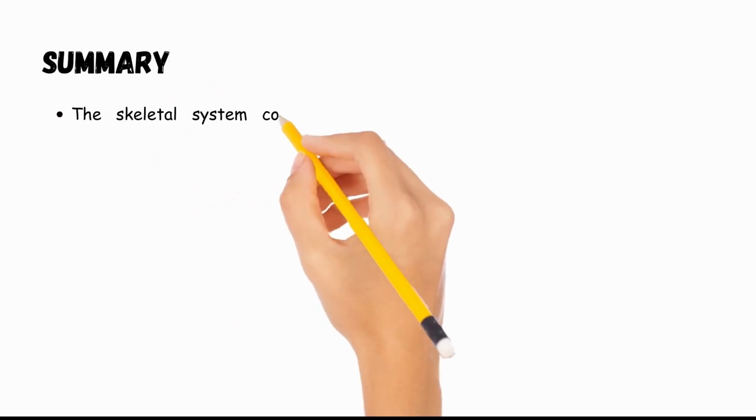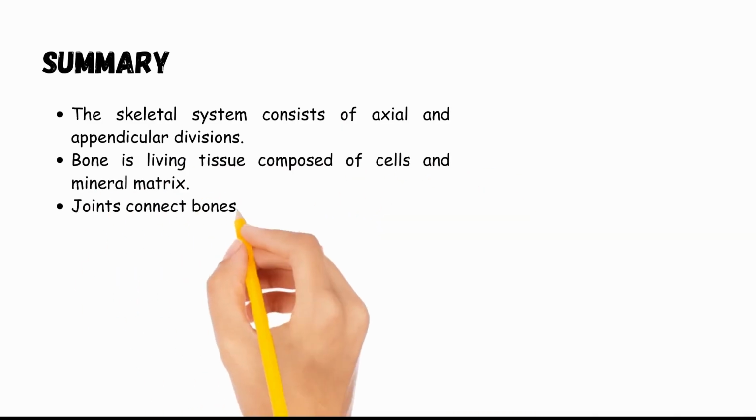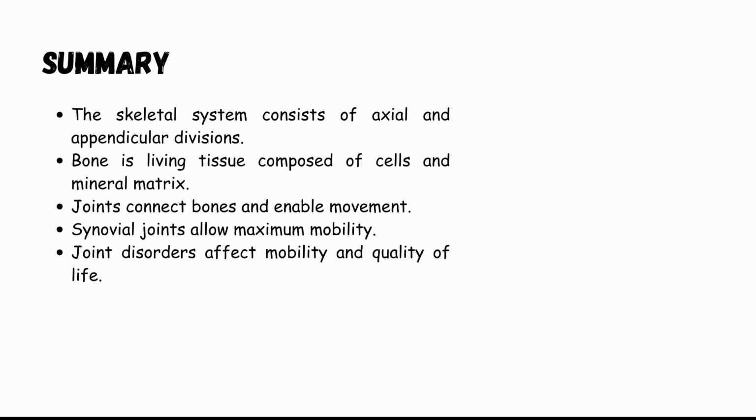To summarize today's lecture, the osseous system forms a structural framework of the body. It consists of axial and appendicular divisions. Bones are living tissues composed of specialized cells and mineral matrix. Joints connect bones and allow movement. Joint health is crucial for mobility and overall quality of life. Understanding the skeletal system is fundamental for medical and health science education.